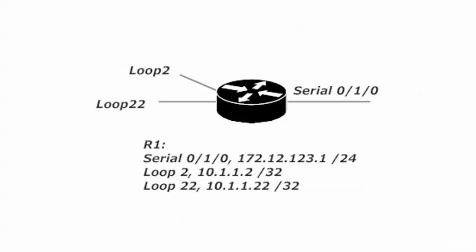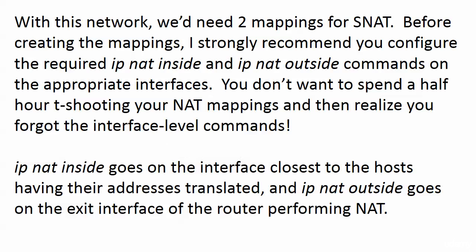And what we're going to do here is work with those two loopbacks I have here on router 1 at 10.1.1.2 and 10.1.1.22/32, respectively. And let's go ahead and we'll create in just a moment. We would need two mappings here for SNAT.